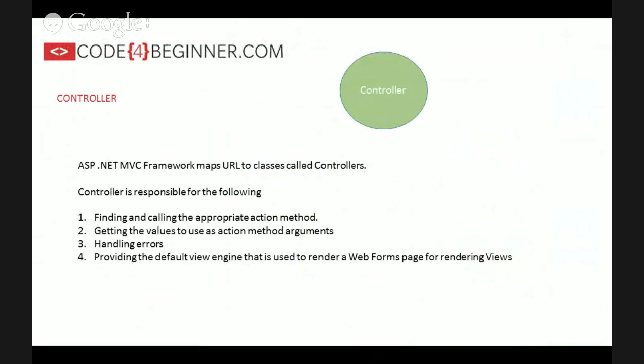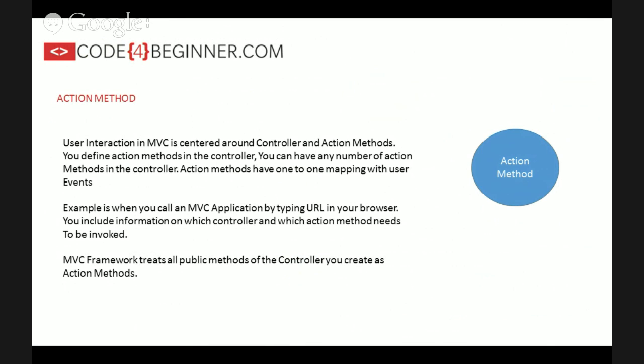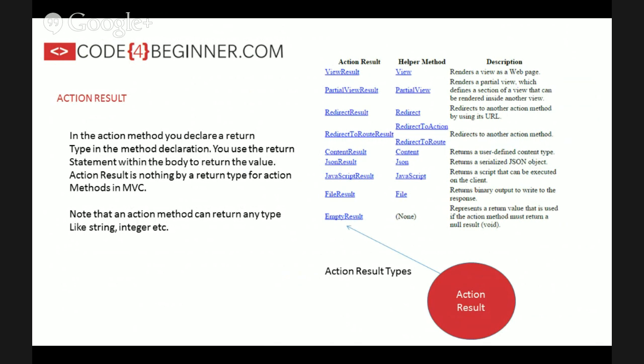The controller is responsible for finding and calling the appropriate action methods, getting the value to an action method argument, and handling errors. Action methods are nothing but public methods. We have discussed that earlier. And we have talked about action result. Action result is a type. There are a lot of different action result types that you can use. One is actually view, that we have already seen earlier. If you want to return an empty value, we can do that.